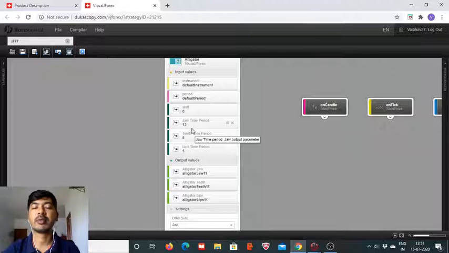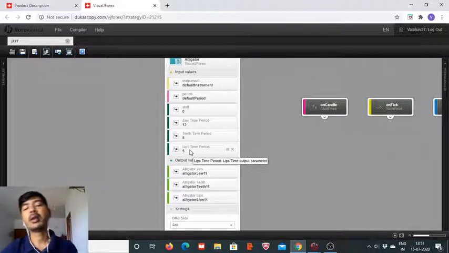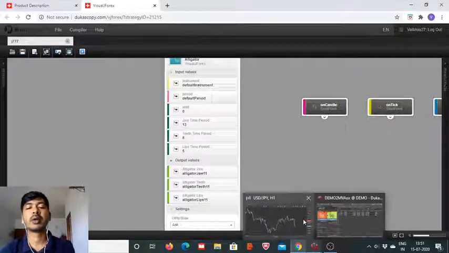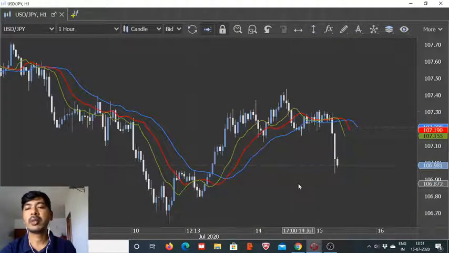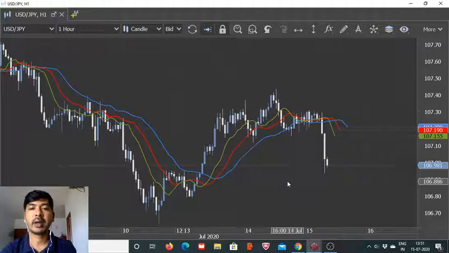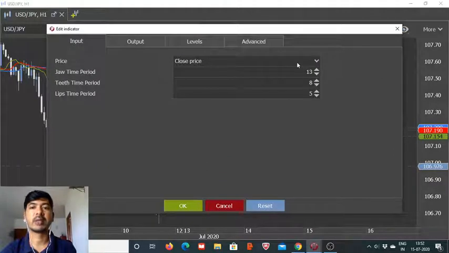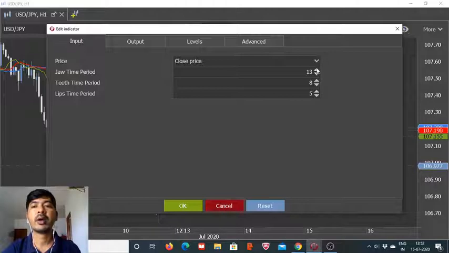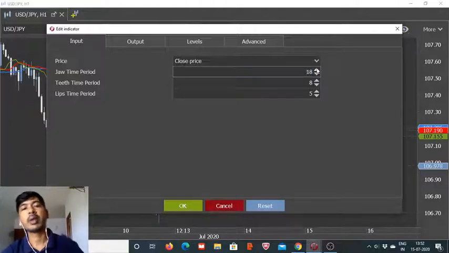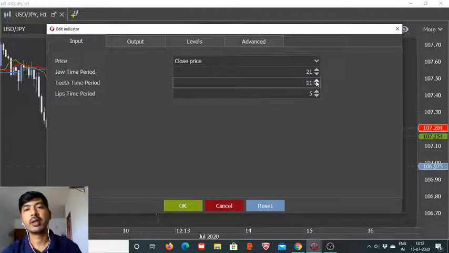Jaw time is defined for 13, teeth is 8, and lips are 5. But suppose you want to use a different setup, then you can make changes here, do the editing, and change these values. Suppose you want to choose a different time frame of, say, 21, then you can simply put a different value in here, and it will be calculated differently. So you can change the time period as well.